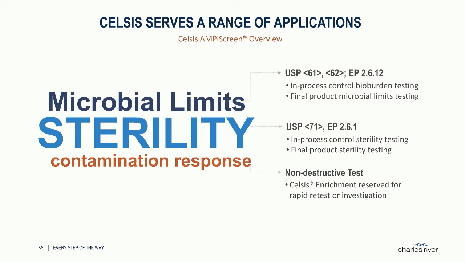In addition to being able to perform a sterility test, Celsis can also be used to perform a microbial limits test or a bioburden test. And again, it's not just final product microbial limits testing that may be done with Celsis. It's also the in-process control checks, just like I mentioned with the in-process sterility test. In-process bioburden may also be performed with the Celsis system. On top of that, the way that the Celsis system works is such that it's not a destructive test. It is a growth-based assay, and as that's the case, the enrichment that's used for the testing is reserved, such that if a retest needed to be performed or some kind of investigation, this is always a possibility because the enrichment persists.